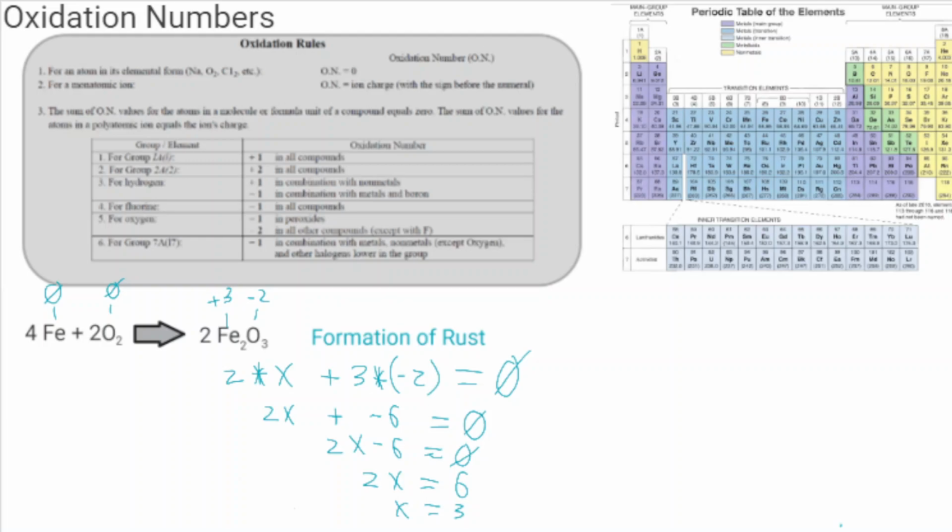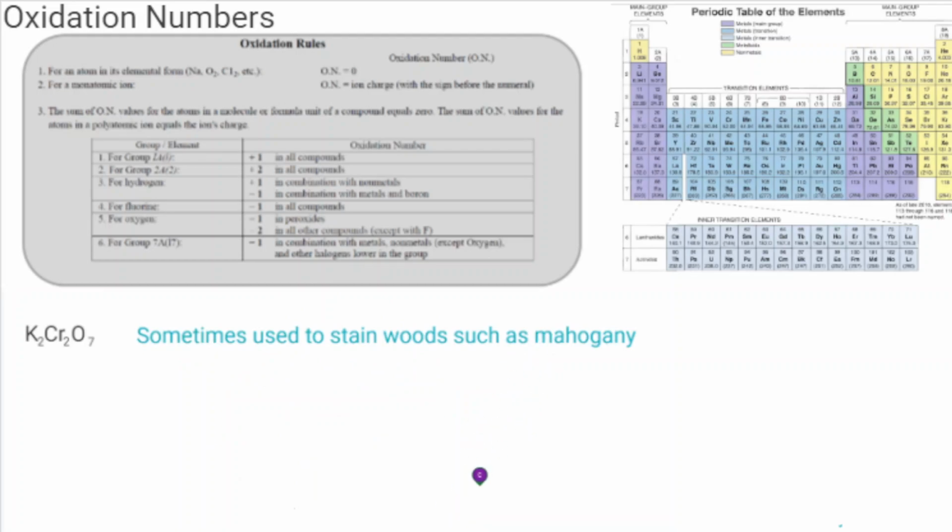Alright, let's finish up with one more example. Okay, we're going to look at potassium dichromate. This is sometimes used to stain certain woods, like mahogany, to give a darker coloring, a dark brown coloring. And this can be similar to our second example we did. And this time I'm going to go ahead and isolate this polyatomic ion.